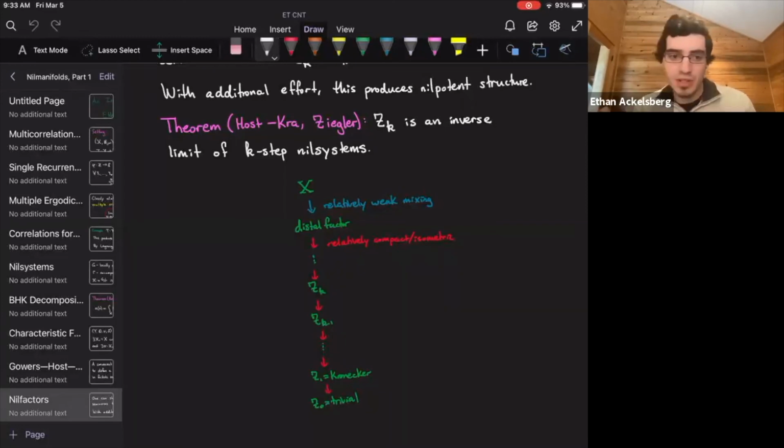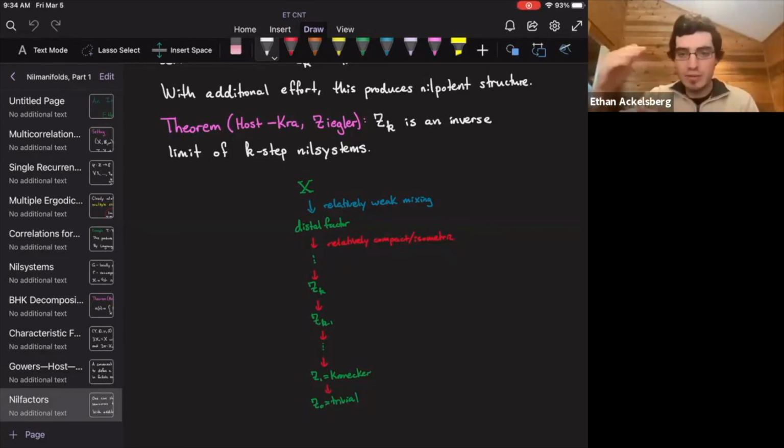So in Furstenberg's original proof of Szemerédi's theorem, he shows that you can construct any system by starting from the trivial system, doing a bunch of compact extensions, and then at the end you throw on a weakly mixing extension, and that gives you your whole system. What this theorem tells you is something more precise about this.